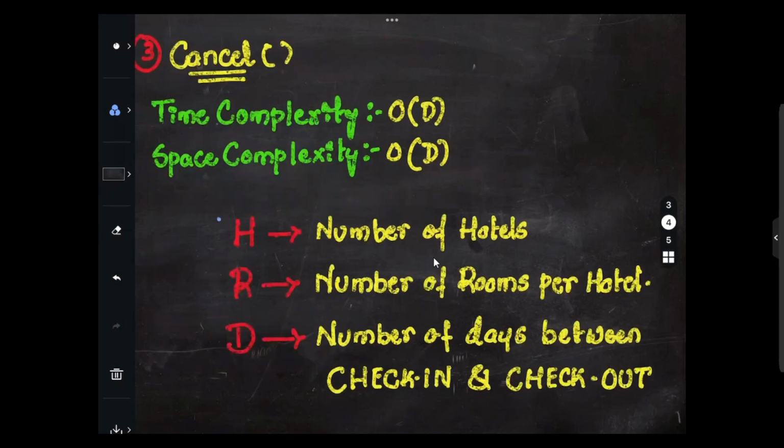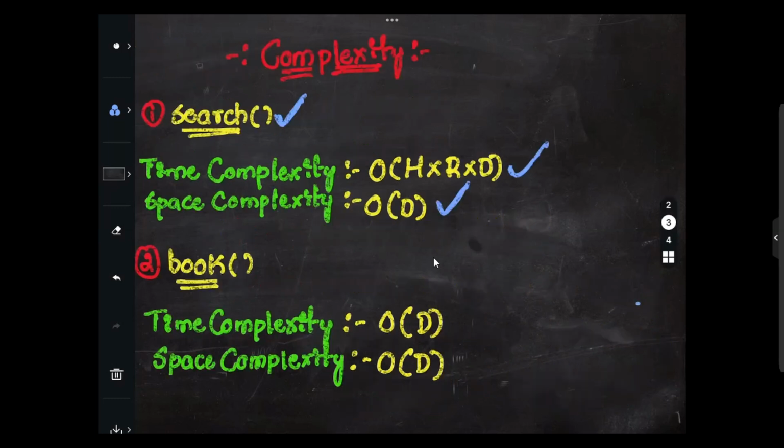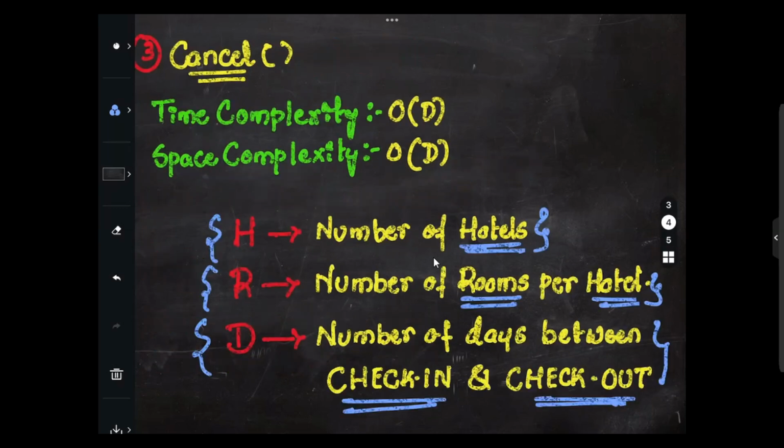When I say O(H * R * D), H is the number of hotels, R is the number of rooms per hotel, and D is the number of days between check-in and check-out. Just keep this in mind, right? So the overall time complexity here is O(H * R * D). This has to be clear by now. We have already written the code, right?